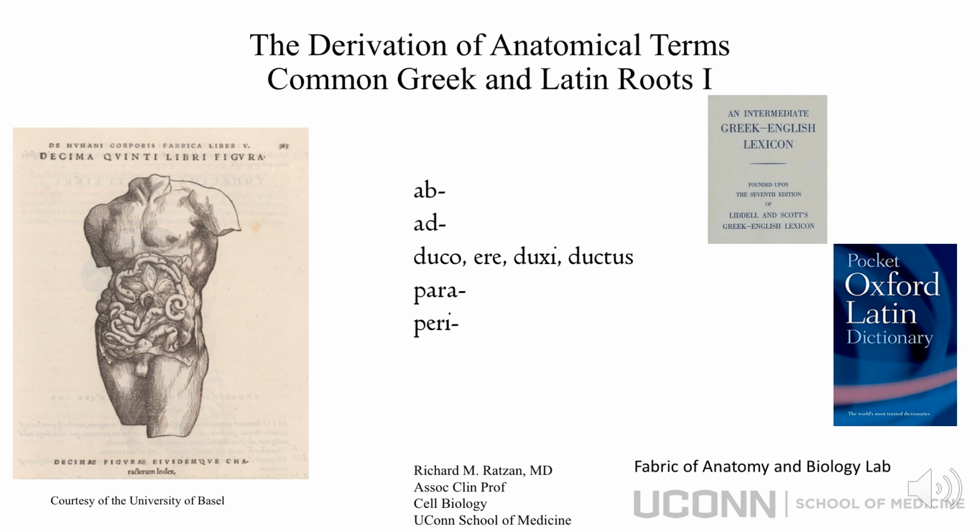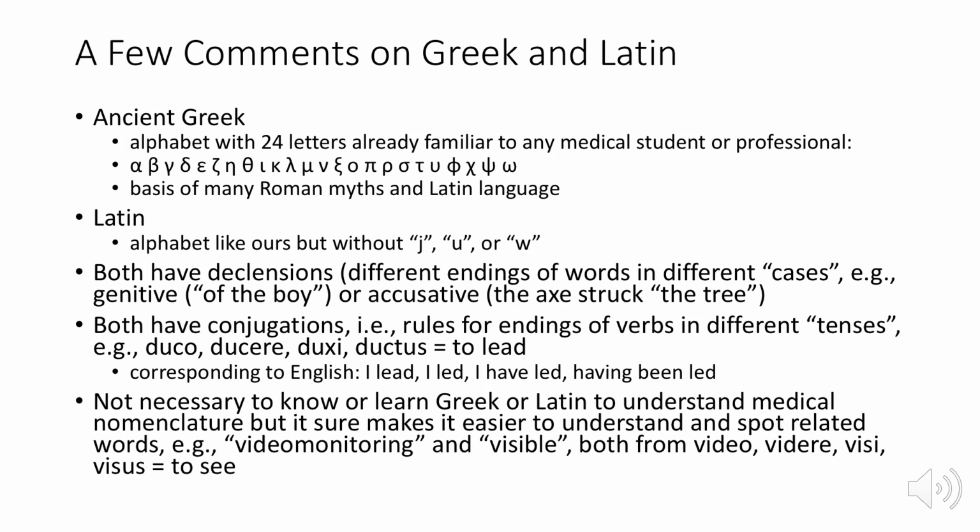And you can see the upper right, the actual Greek English lexicon I used when I was a Greek and Latin major in college, where my interest and passion for anatomical terms and their etymology began, and there's a Latin dictionary. A few comments on Greek and Latin, which you don't need to know, obviously, to understand anatomical nomenclature, but it's helpful to have some understanding of the differences between Greek and Latin and English.